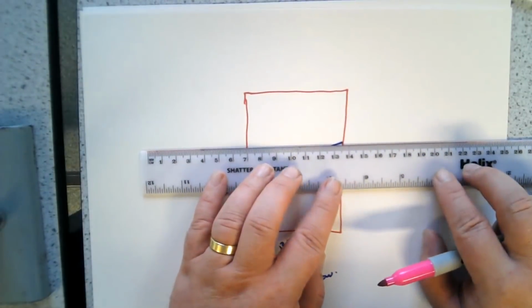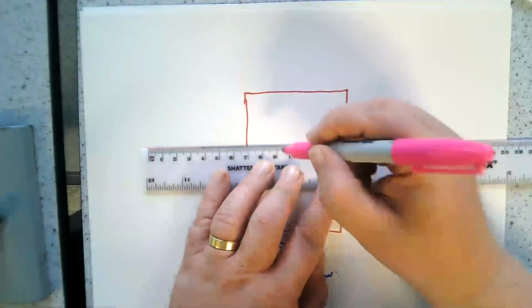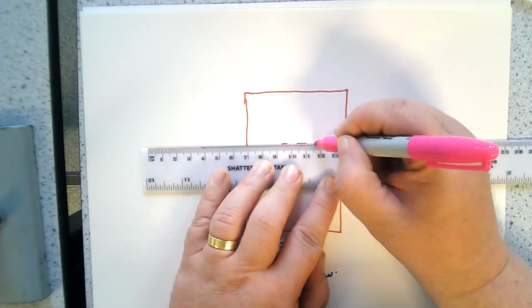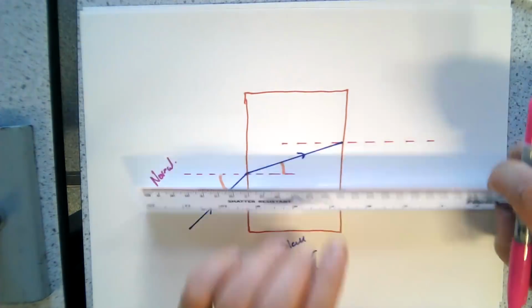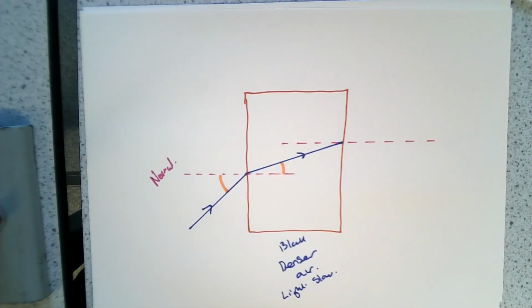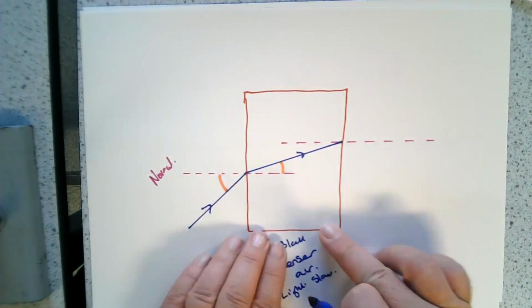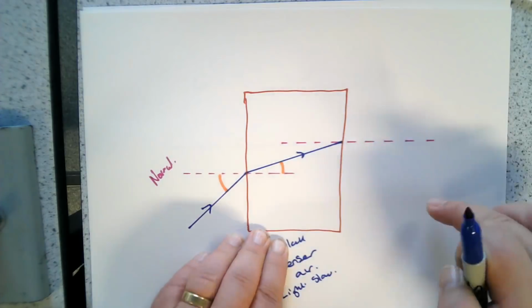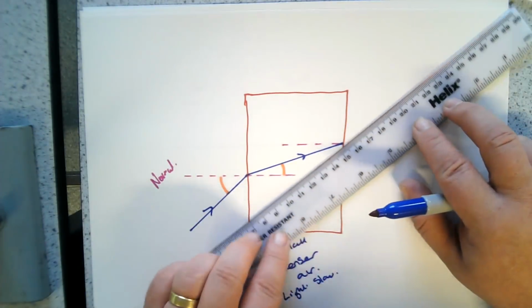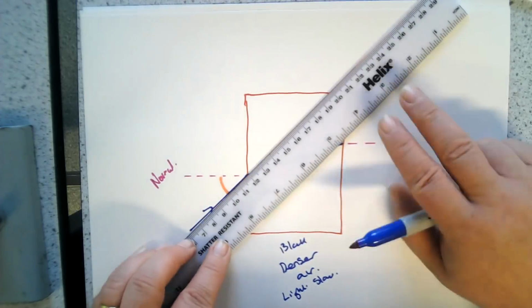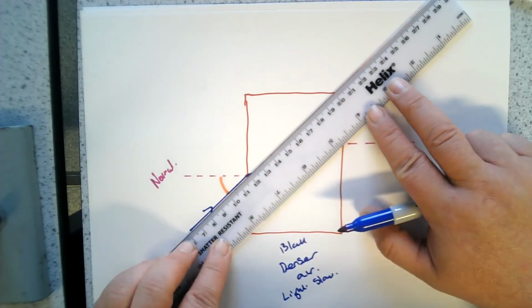Now, it's traveling out of the block, so I'm going to put another normal in like this, because it's going to get me marks. This time, because it's going from a more dense material to a less dense material, it is going to bend away. Now I'm going to do a little neat trick here. I'm just going to put my ruler on.